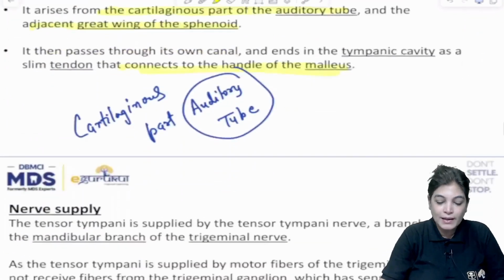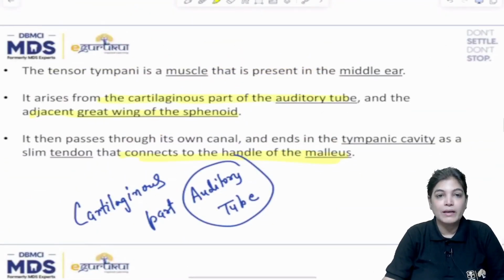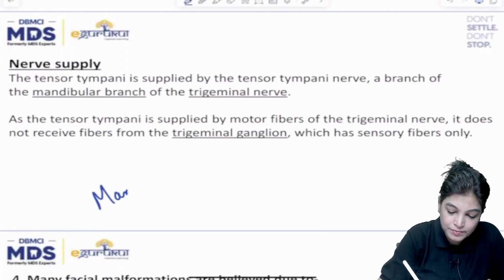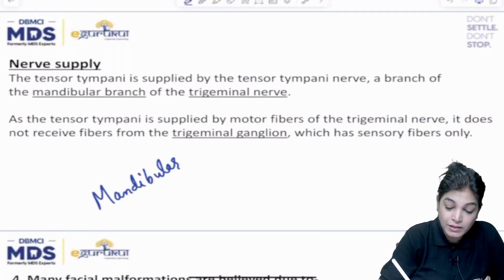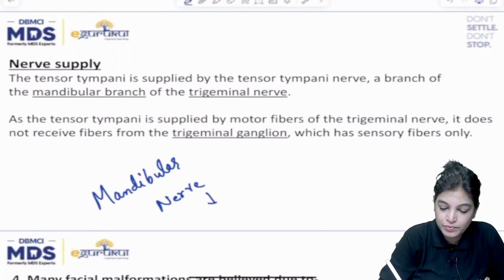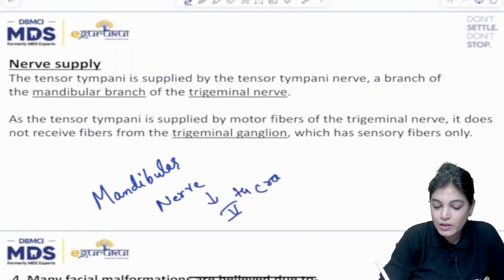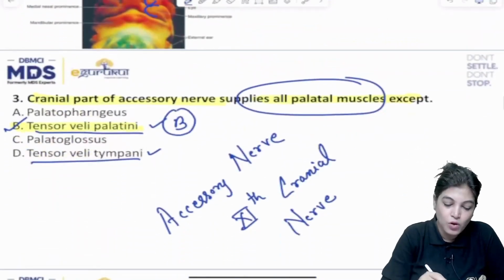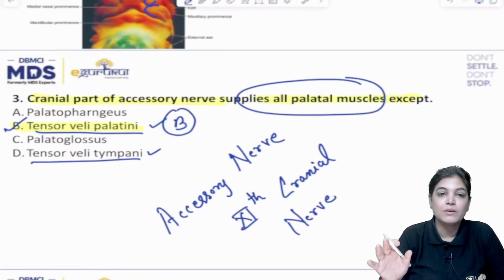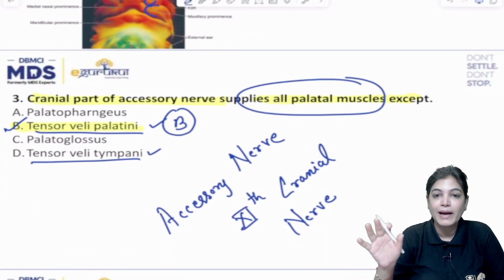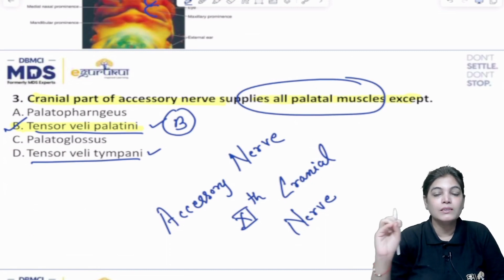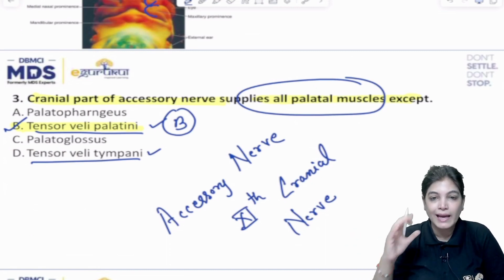Okay. And if I talk about its nerve supply, the nerve supply of tensor tympani muscle, it is supplied by the mandibular division, mandibular nerve, and that is a branch of the fifth cranial nerve. Actually, I would like to slightly elaborate this. Both muscles, tensor veli palatini muscle and tensor tympani muscle, are supplied by nerve to medial pterygoid. And nerve to medial pterygoid is a branch from the trunk of mandibular nerve, and mandibular nerve is a branch of trigeminal nerve. So, I would like to write that also.